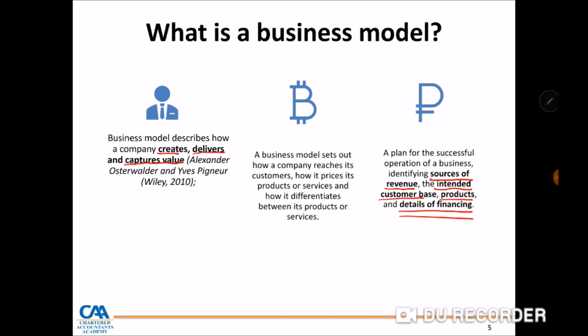So when I give you a scenario, especially during the reading time, you should be able to have answers to these questions. What is the entity's source of revenue? Who are the business's customers? What products and services are being sold by the business? And also have an overview and understanding of how the company is financed.